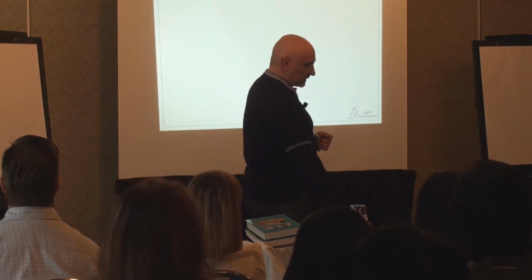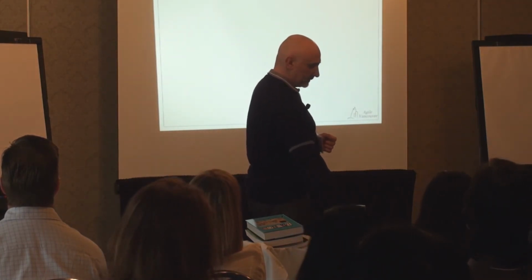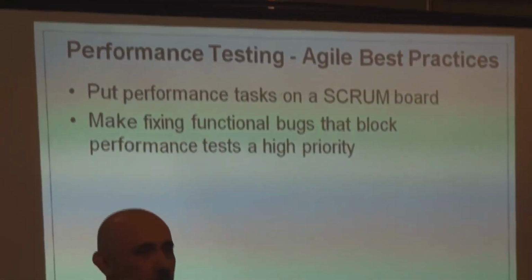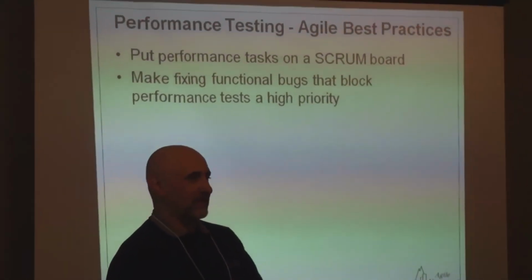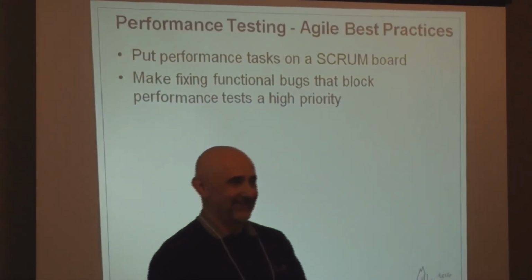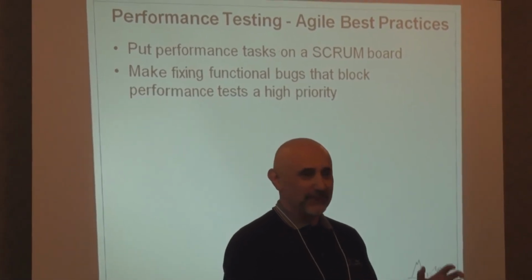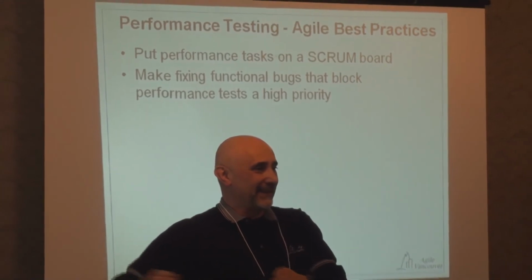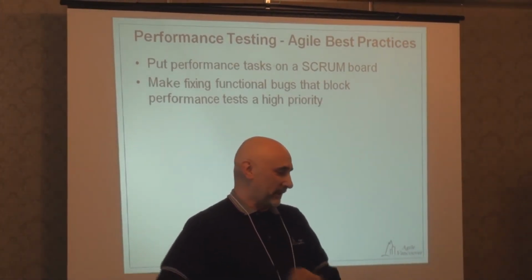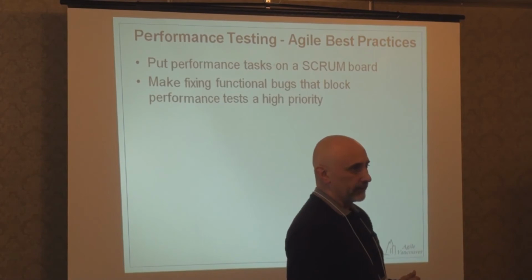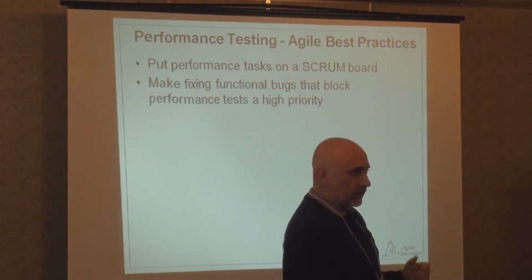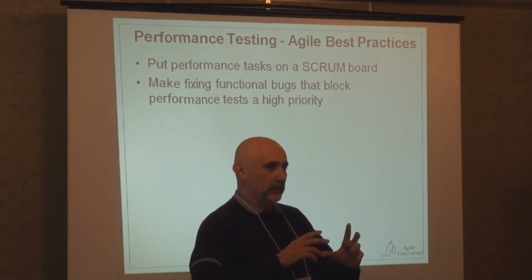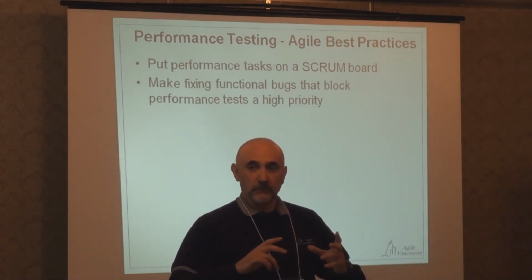Okay, best practices. We just talked about that. If there's a functional bug that blocks performance testing, make sure it's fixed. Because again, you're delaying performance testing and you're starting this bad loop of delaying your problems and finding them at the end. So make it high priority. I would say, because the performance testing cycle is much longer than a regular cycle, it should be even higher priority than some of the functional bugs.